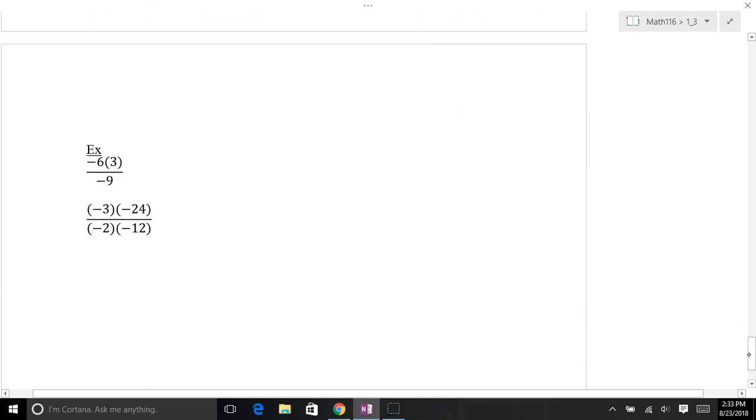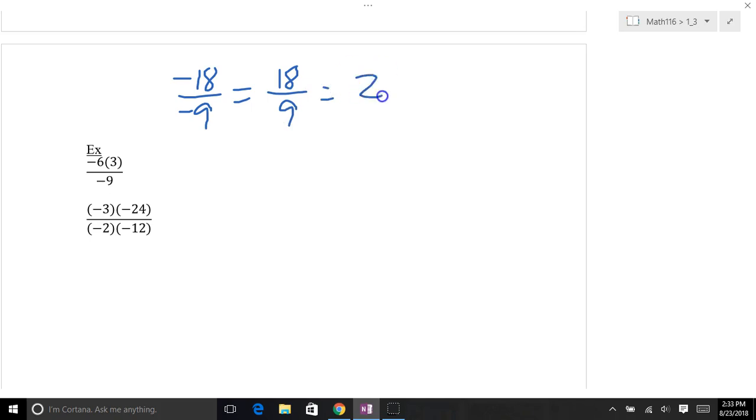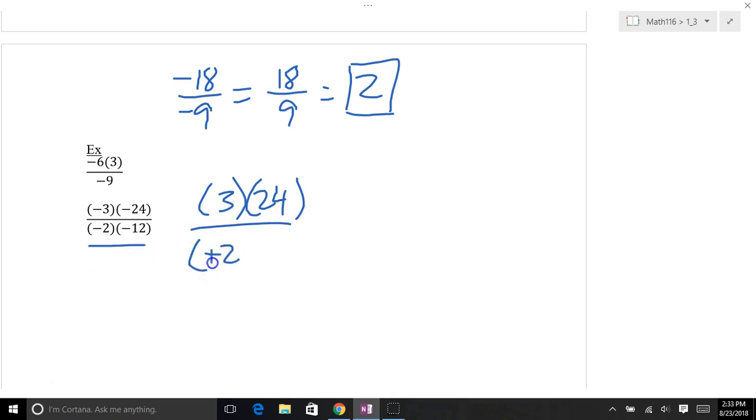Okay, on these ones, I'm going to go ahead and multiply negative 6 times 3 to get negative 18 over negative 9. Remember, a negative over negative is a positive. So 18 divided by 9 is 2. Down here, you've got a negative times a negative on the top, so those will become positive. That'll be a positive number. On the bottom, you've got a negative times a negative, so I'm going to make those positive.